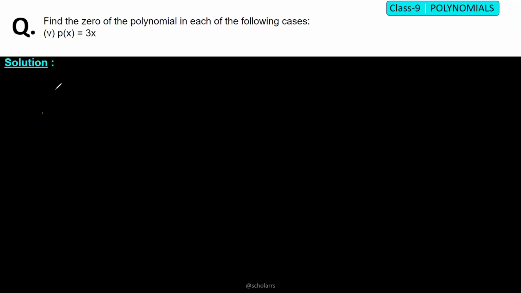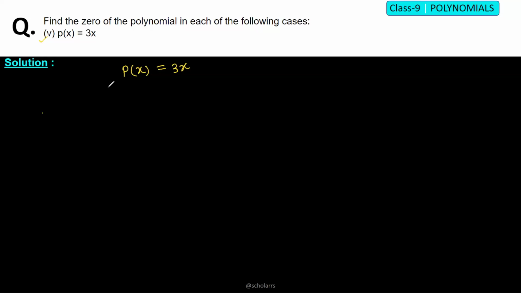In this question we have to find the zero of the polynomial in each of the following cases. So this is part number fifth. A polynomial p(x) is equal to 3x is given here, and we have to find out the zero of this given polynomial. Okay, so to find zero of the given polynomial, what we have to do?